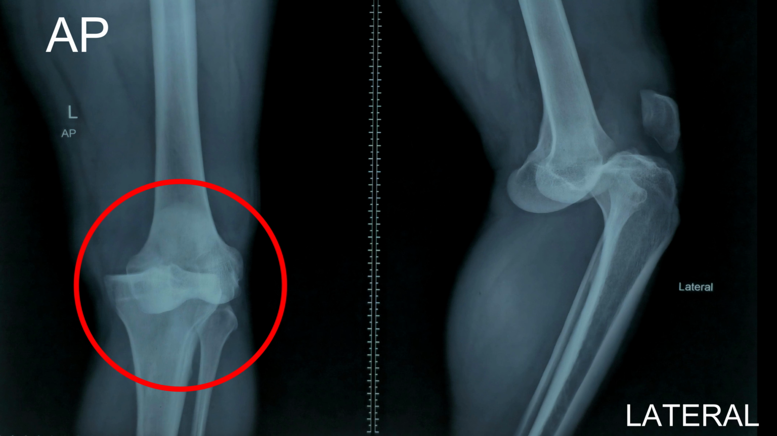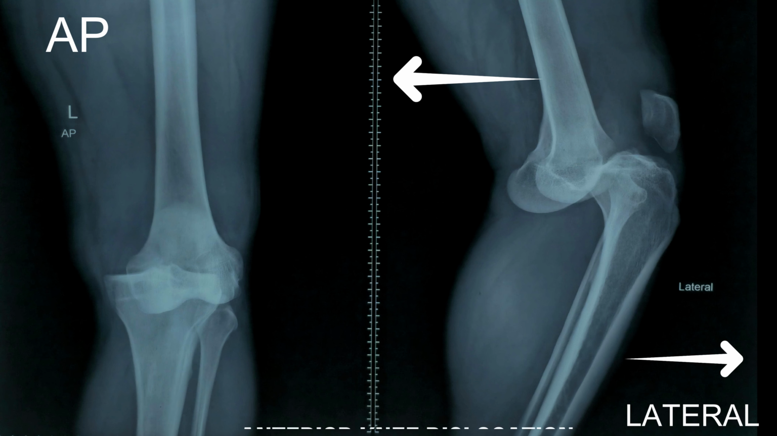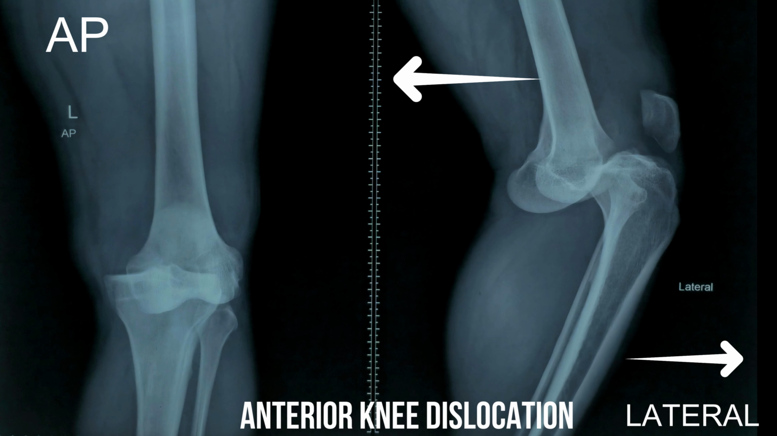Now, the direction of the proximal tibia relative to the direction of the distal femur will help us to diagnose the direction of the dislocation. Here in the lateral view, you can clearly make out that the distal femur has moved posteriorly and the tibia has moved anteriorly. So this will be an anterior knee dislocation. Similarly, depending upon the direction, the knee dislocation could be either anterior, posterior, or lateral or medial.